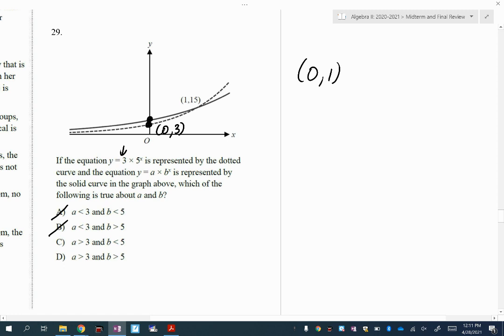more than 3. Now, if they're going to meet here at (1, 15), let's say I have 5 times, and I'll just use 3, to the first power, because 3 to the first power is 3, 3 times 5 is 15. That would tell me that my b value, my base, would need to be actually less than 5, because I'm using 3. So the answer choice that lines up with those is letter C.